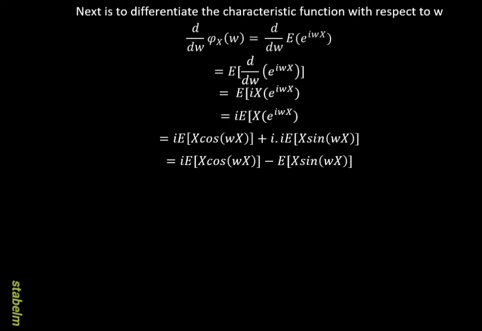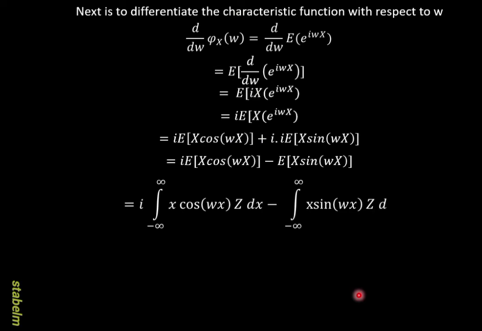Now we can also integrate this, since we are working with the expected value of this function here and the expected value of this function here. So finding the expected value of this function, we're going to have an integral of X cos for one and an integral of X sine for the other. And this will give us i times the integral from minus infinity to positive infinity of X cos wX f_Z dx, minus the integral from minus infinity to positive infinity of X sin wX, then multiplied by f_Z dx.